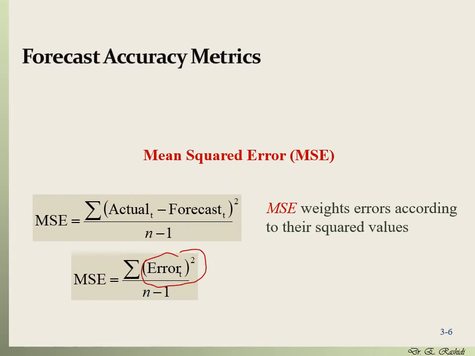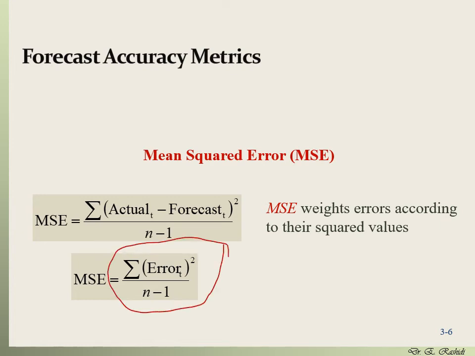So MSE finds the average of the squared errors, and here we divide it by n minus 1. You don't have to know why it's n minus 1. Some books use n, but here we use n minus 1 to be consistent with the book. So MSE, as you see in this formula, is the summation of squared errors divided by n minus 1.